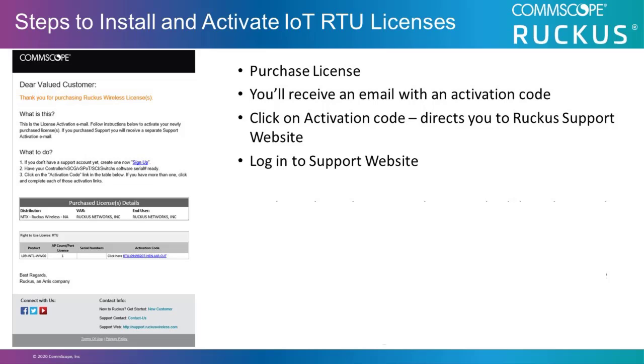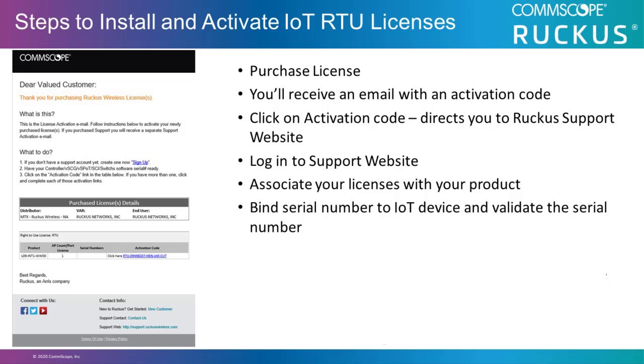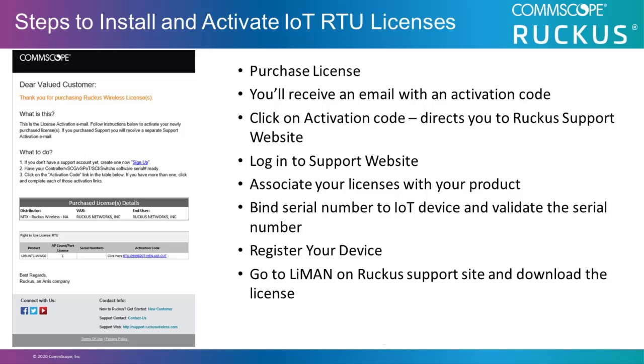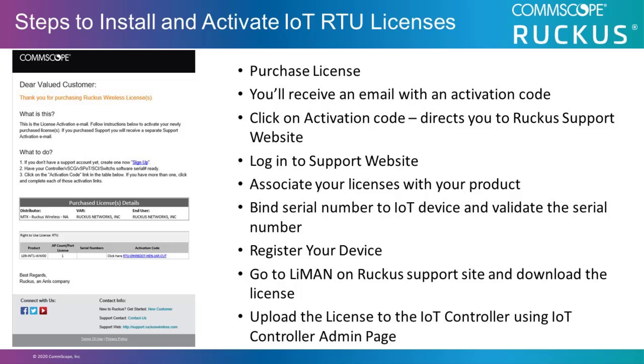You'll log into the support website. You associate your license with your product serial number. Then you'll bind the serial number to an IoT device and validate the serial number. Next, you'll register your device and then go to the entitlement or license management tool on the Ruckus support site and download the license. And finally, you'll upload the license to the controller using the IoT controller admin page.